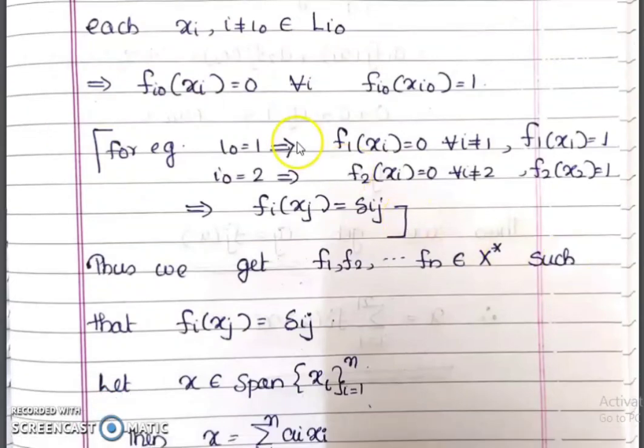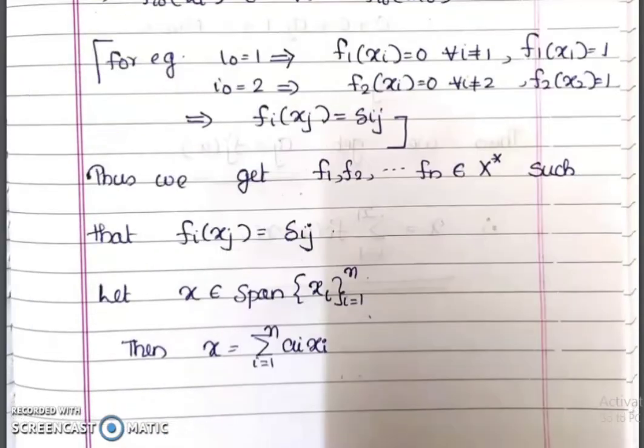If i naught is equal to 1, we get f1 of xi equal to 0 for every i not equal to 1, and f1 of x1 equal to 1. Similarly, i naught equal to 2 implies f2 of xi equal to 0 for every i not equal to 2, and f2 of x2 equal to 1. That means actually fi of xj equals delta ij. Hope it is clear. Thus we get f1, f2, ..., fn belonging to X star. For each i naught, we will get an fi naught, where i naught varies from 1 to n. Thus we get f1, f2, ..., fn belonging to X star such that fi of xj equals delta ij.